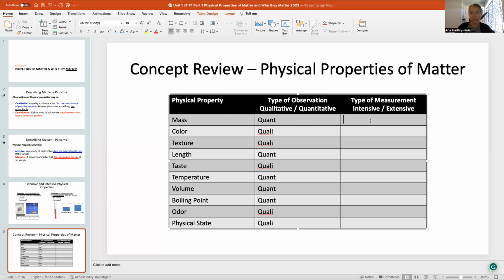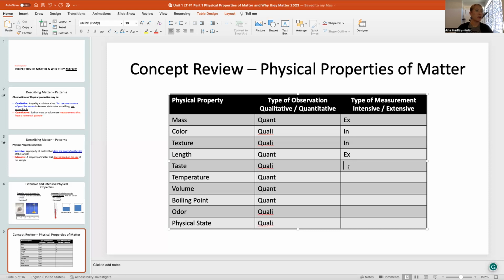The size of the sample. So if I change the size of the sample, the mass will change. So that would make it an extensive property. But if I change the size of the sample, the color doesn't change. So that'd be intensive. Same with the texture. Length would change though, right? If we get rid of some of the sample, like the pencil, then the length is going to change. And so that would make it extensive.